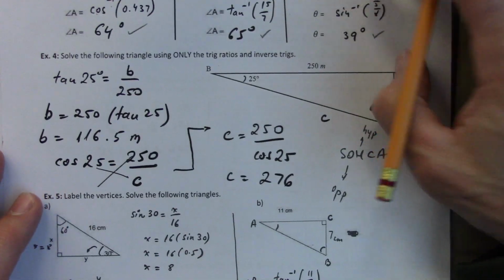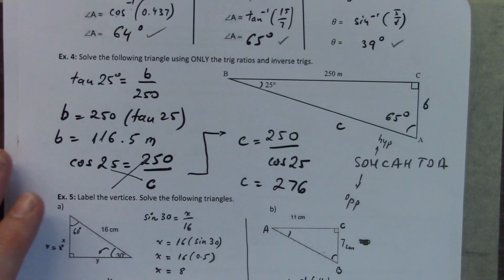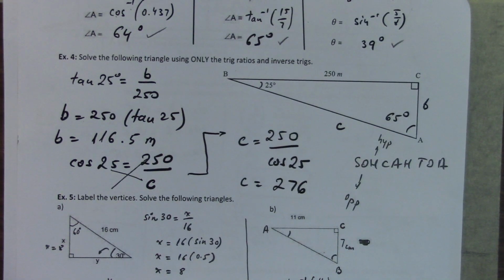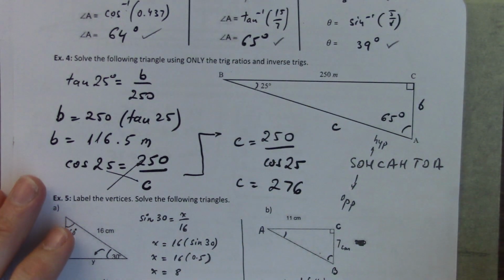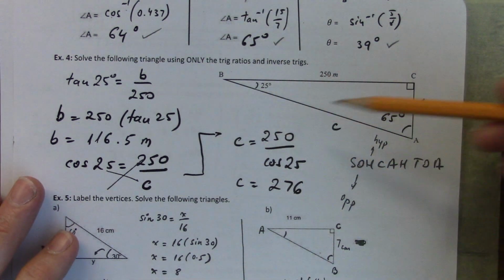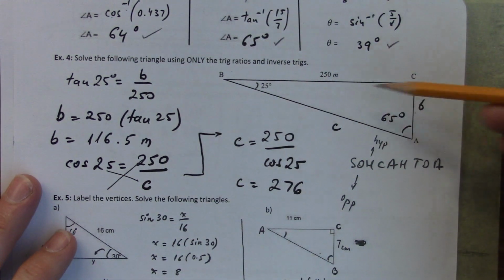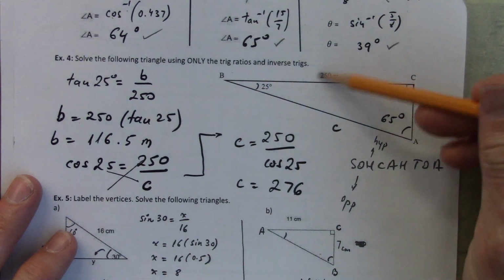All right. Next question. Solve the following triangle using only trig ratios and inverse trigs. Okay, so no Pythagorean theorem. If you were to use Pythagorean theorem on the exam, you would get this wrong. Even though you have both sides here, well, you only have one side to start.